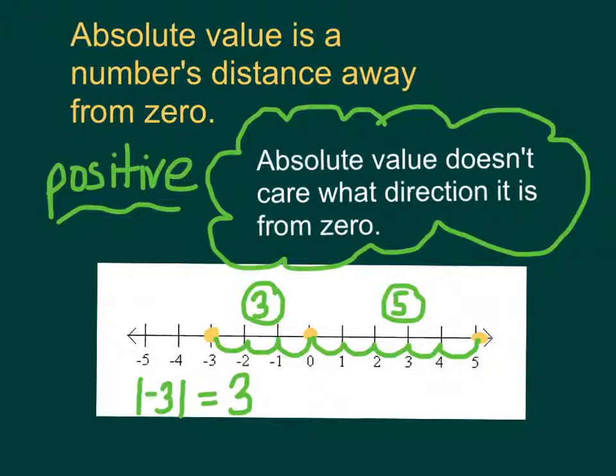The same we can do for the absolute value of 5. We have double bars with the 5 inside. The absolute value of 5 is just 5. Remember, absolute value is always positive.